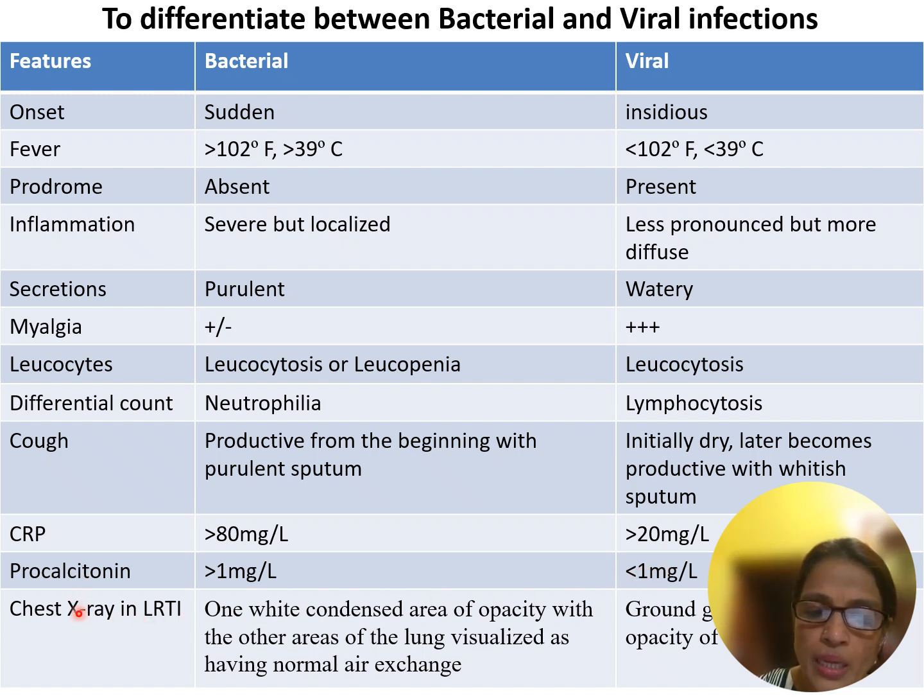Now, taking the chest X-ray, there will be one white condensed area of opacity with other areas of the lung visualized as having normal air exchange in bacterial infections. But in viral infection, you have ground glass homogeneous opacity all over the lung field. But this kind of a picture may be seen even in atypical pneumonia caused by bacteria, for which it's a different kind of treatment strategy, which we shall discuss a little later.